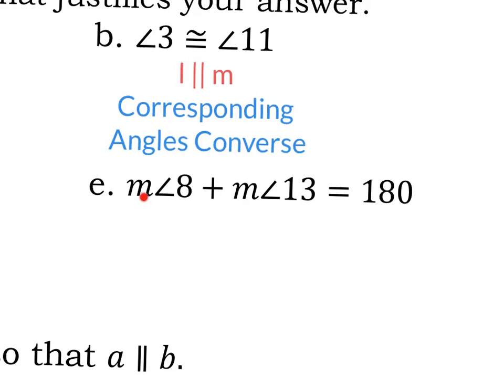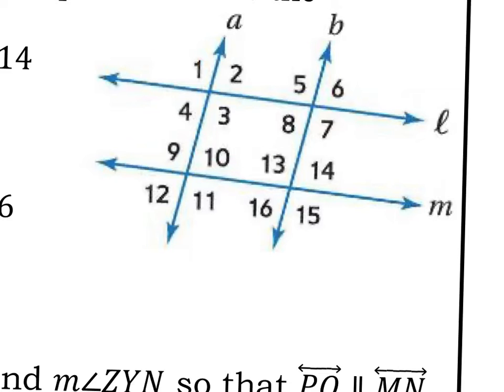So looking at example E, if angle 8 and 13 are supplementary, would that be enough to prove parallel lines? So far, the only angle pairs that we've learned about that can prove parallel lines are same side interior angles or consecutive interior angles. So are 8 and 13 consecutive interior angles? Yes, they are. They are both inside lines L and M. So yes, by the consecutive interior angles converse, lines L and M would be parallel.